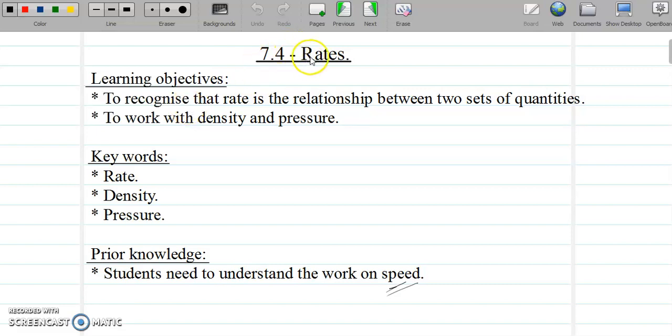Okay, in today's topic, we look at rates, and the learning objective is to recognize that rate is the relationship between two sets of quantities, and also to work with density and pressure. So these are the keywords we have. But before we go into this, it's very important that students understand the work on speed. We have done speed before. You need to understand the work we did on speed.